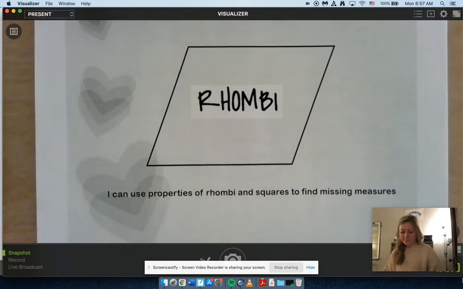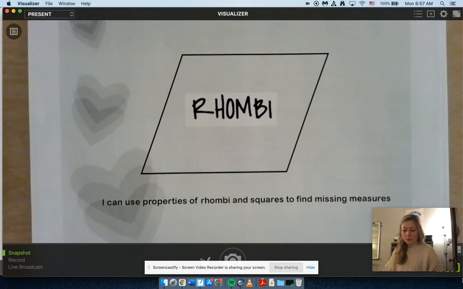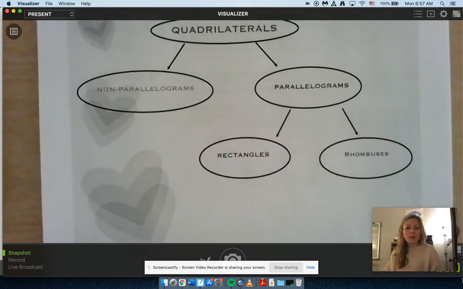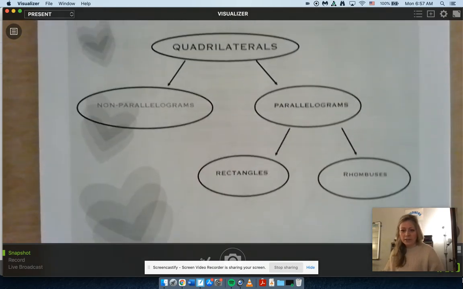Okay, here we go. So kind of like rectangles, we're going to talk about some properties that make a rhombus a square, that make a parallelogram a rhombus and a square. And then you're going to just find missing angles and sides, okay? So we're first going to talk about a rhombus. Back with this little concept map here.